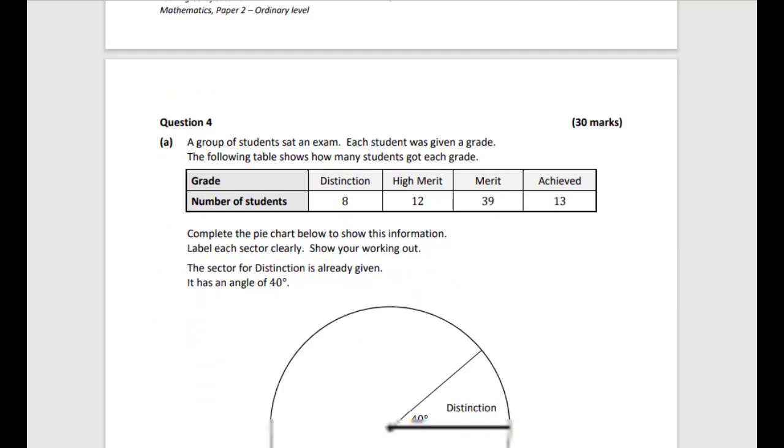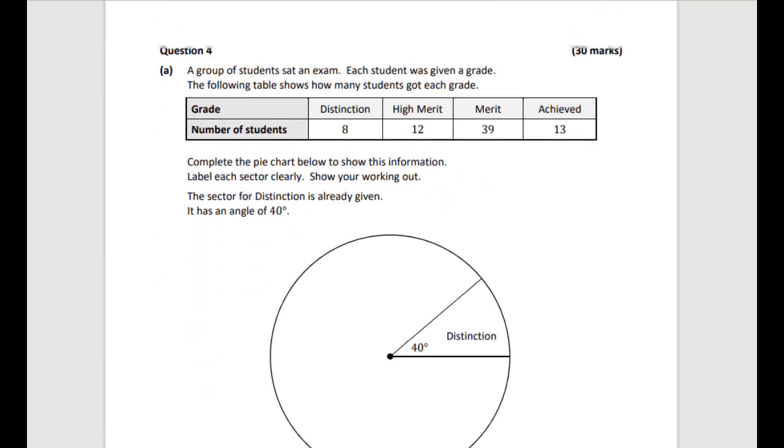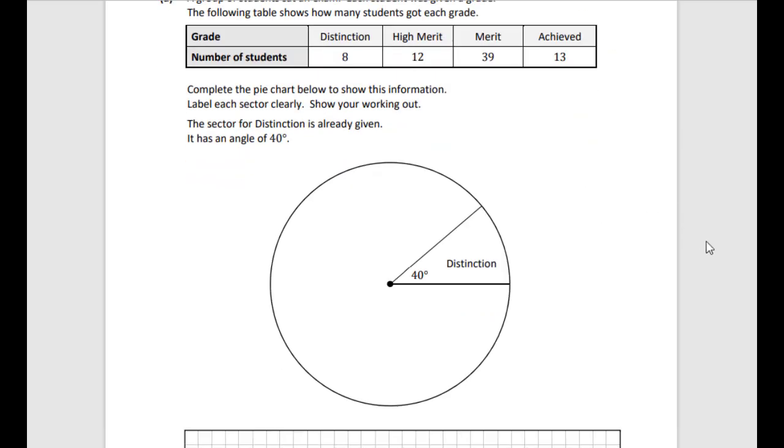Now let's go down to question 4. Okay, so a group of students had an exam. Each student was given a grade. The following table shows how many students got each grade. So they got a distinction, high merit, merit, and achieved. Okay, complete the pie chart. Label each sector, show out your working. Okay, the sector for distinction is already given. It has an angle of 40 degrees.